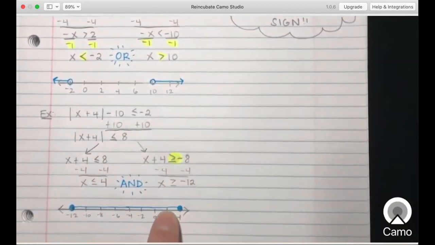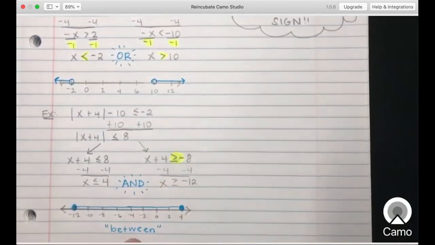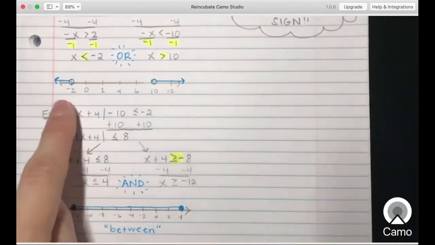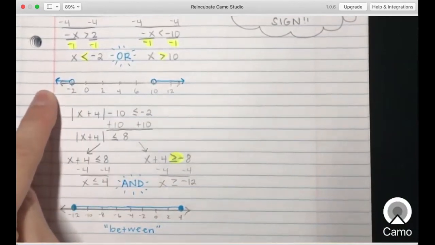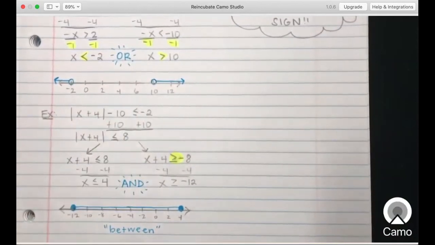So we know it's less than or equal to 4, but then we're going to be greater than or equal to negative 12. So our ands will always be this kind of interval. Not necessarily inclusive on the endpoints, but it contains all those values between. Remember, we can also think of this as between those two values. And with or, remember, we're satisfying either one end or the other end. So the graphs look very different, kind of like they did yesterday when we were graphing to solve.